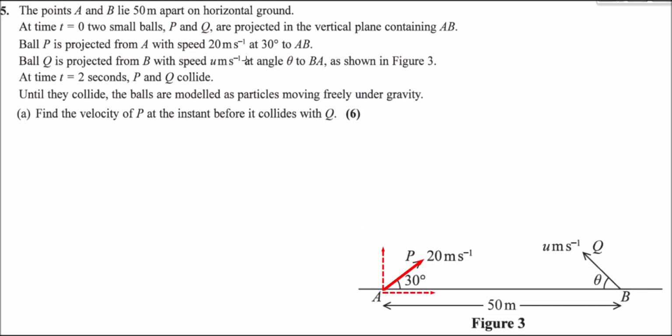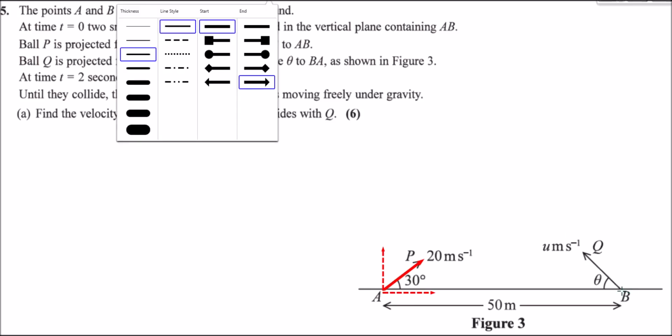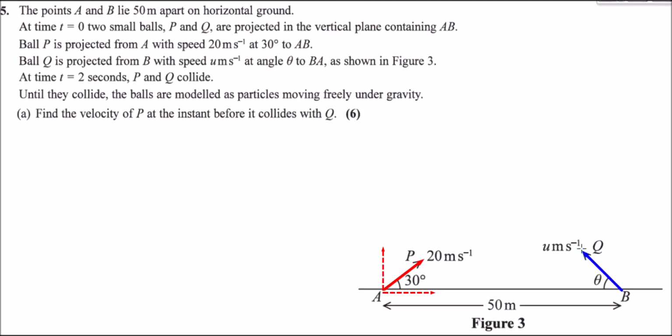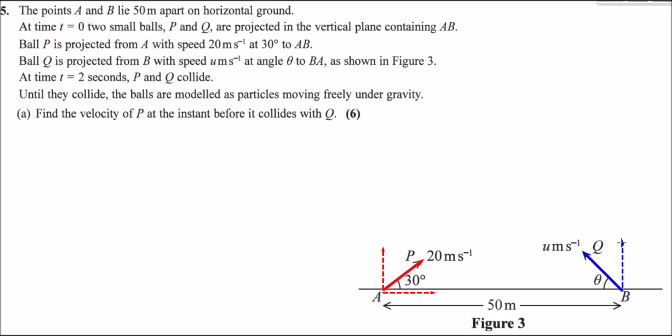In a similar way for Q, if I label Q with a blue arrow instead, Q again will have a vertical and horizontal component to it. So the component going vertically, let's add on like so, and horizontally for u as well.